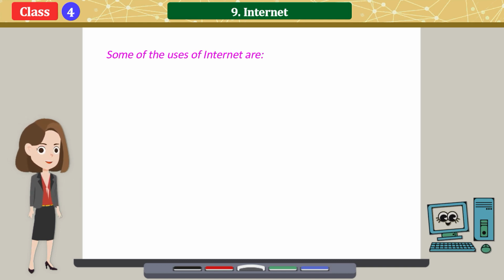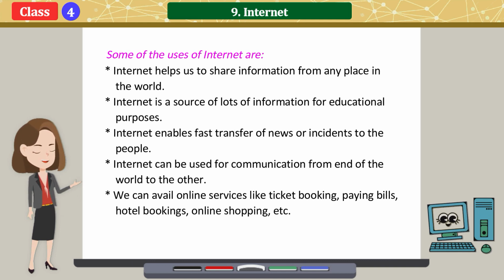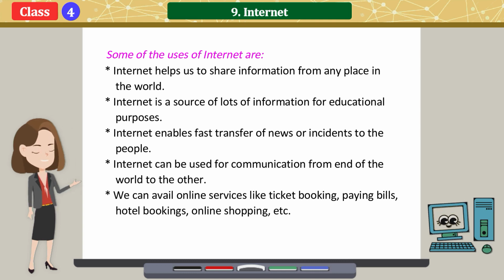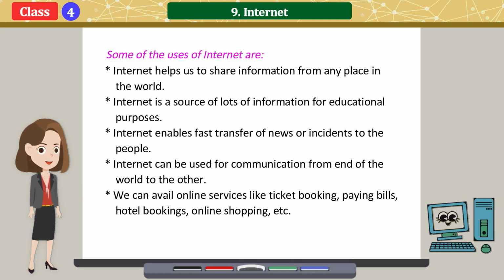Some of the uses of Internet are: Internet helps us to share information from any place in the world. Internet is a source of lots of information for educational purposes. Internet enables fast transfer of news or incidents to the people. Internet can be used for communication from one end of the world to the other. We can avail online services like ticket booking, paying bills, hotel bookings, online shopping, etc.